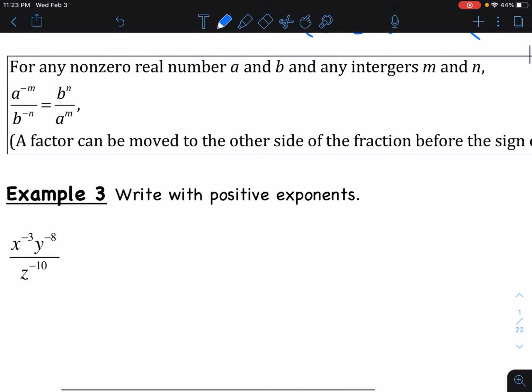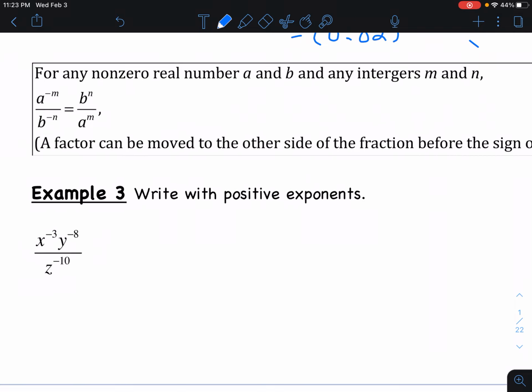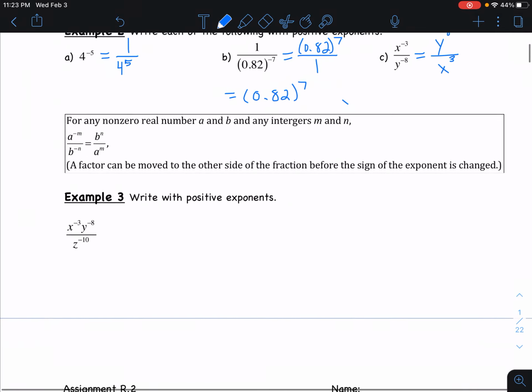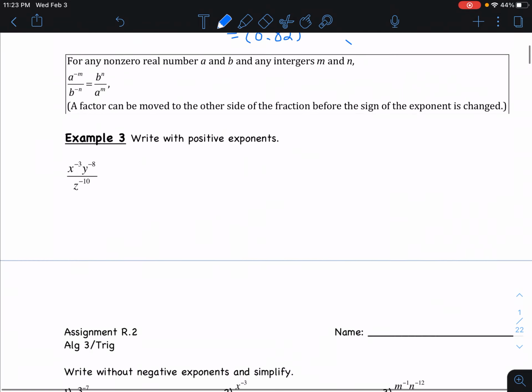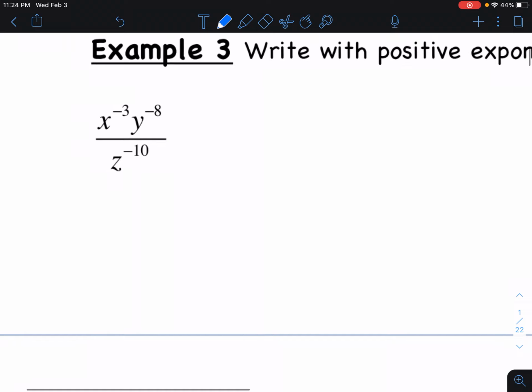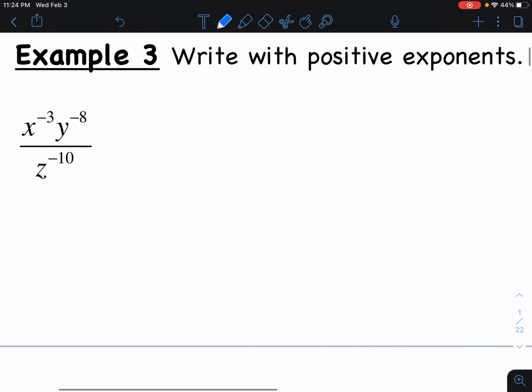For anytime we have negative exponents in a fraction, we just move the placement of it. A factor can be moved to the other side of the fraction before the sign of the exponent is changed. That's what I just did on letter C. All right, so we're just going to expand upon that. We're going to write this with positive exponents.